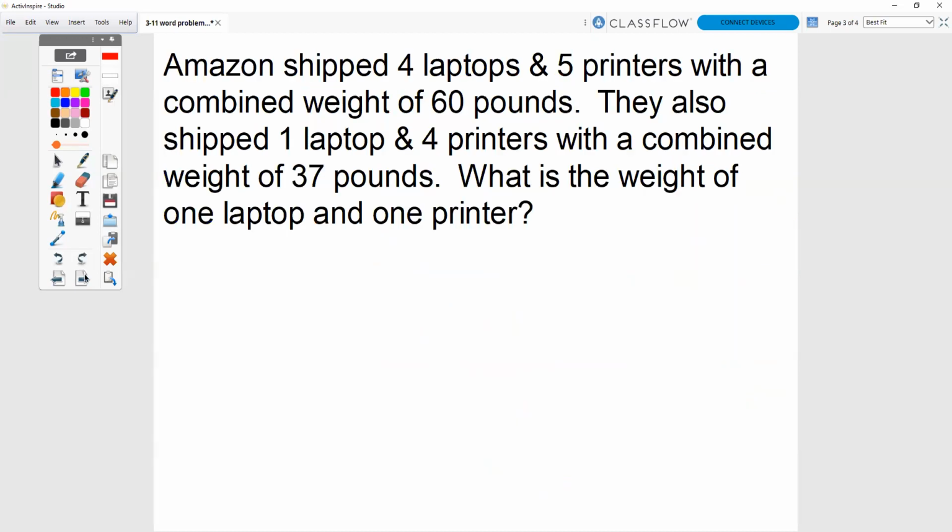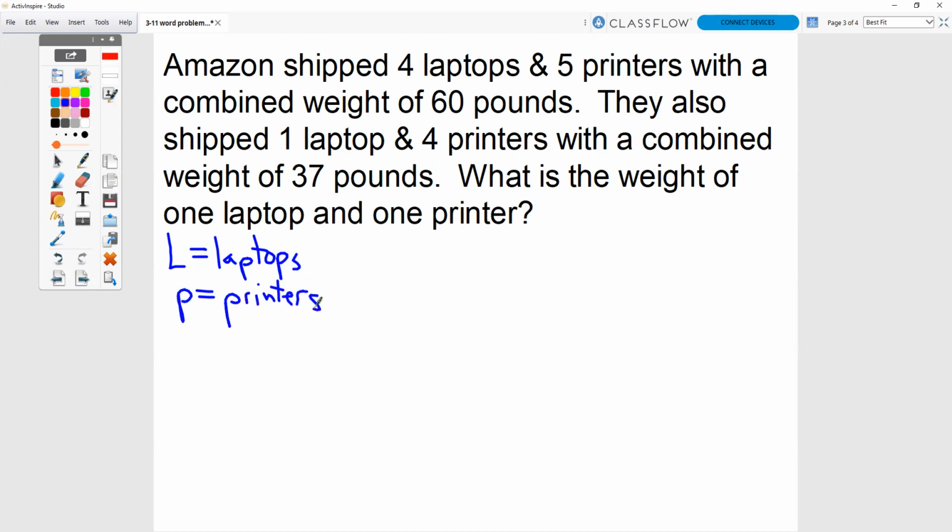In the second problem, Amazon shipped 4 laptops and 5 printers with a combined weight of 60 pounds. They also shipped 1 laptop and 4 printers with a combined weight of 37 pounds. What is the weight of 1 laptop and 1 printer? So we have laptops and we have printers. I'm going to use L for laptops and I'm going to use P for printers.